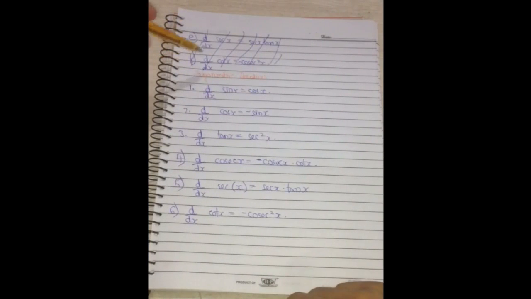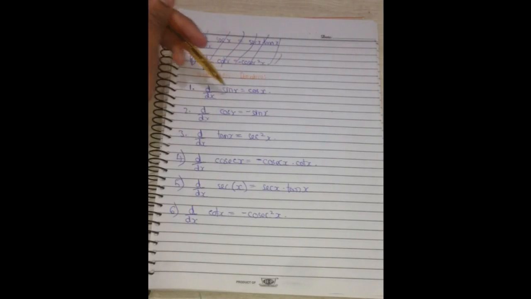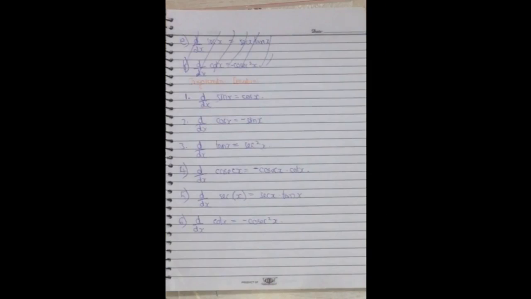So these are the 6 trigonometric functions: sine x, cos x, tan x, cosec x, sec x, and cot x, and these are the derivatives of them. I'll prove to you why the derivative of sine x equals cos x, and why the derivative of cos x equals minus sine x. But before I move on to proving that, I would like to tell some tips on how to remember these trigonometric derivatives.